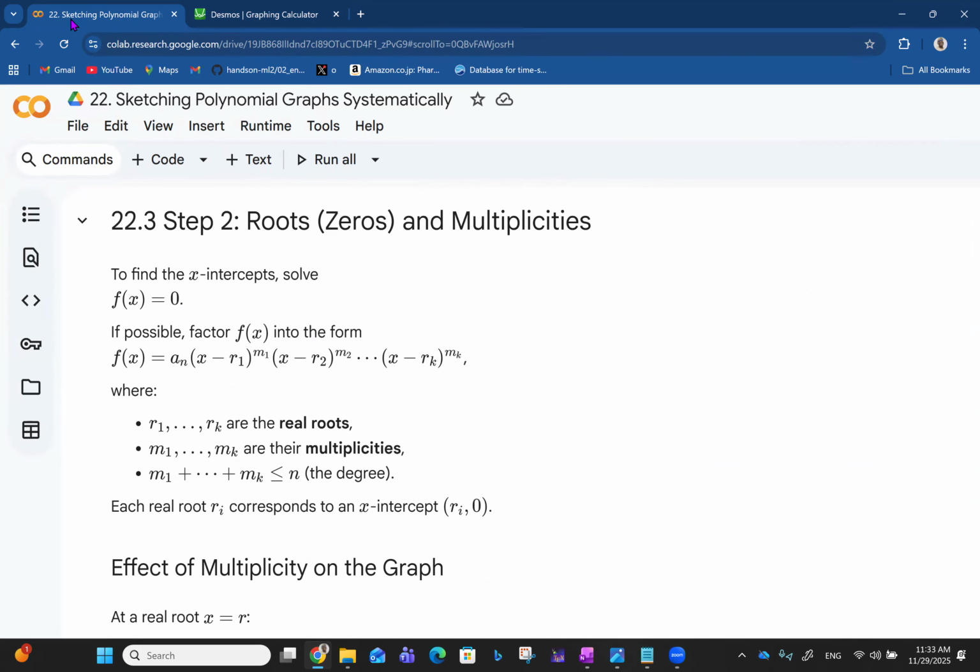Okay. Now we talk about step 2, where we deal with roots or zeros and multiplicities. To find the x-intercepts, we need to solve for f of x equals 0. We've done that a couple of times. If possible, you can factor f of x into the form f of x equals a_n times (x minus r1) raised to m1, times (x minus r2) raised to m2, all the way to (x minus rk) raised to mk, where r1 to rk are the real roots, m1 to mk are the multiplicities, and m1 plus all of this plus mk is less than or equal to n, which is the degree. Each real root ri corresponds to an x-intercept, (ri, 0). We dealt with that in the last video.